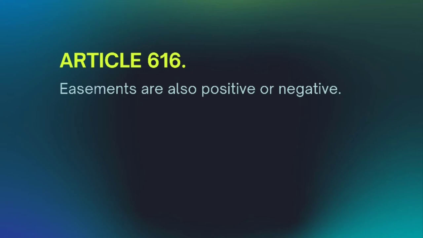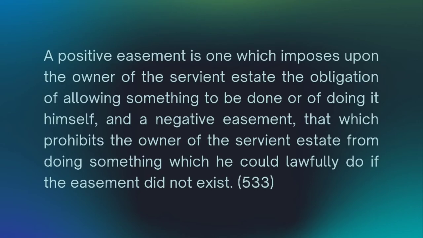Article 616. Easements are also positive or negative. A positive easement is one which imposes upon the owner of the servient estate the obligation of allowing something to be done, or of doing it himself, and a negative easement, that which prohibits the owner of the servient estate from doing something which he could lawfully do if the easement did not exist.